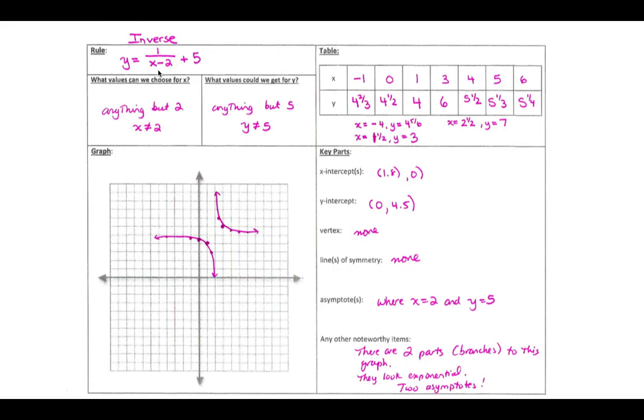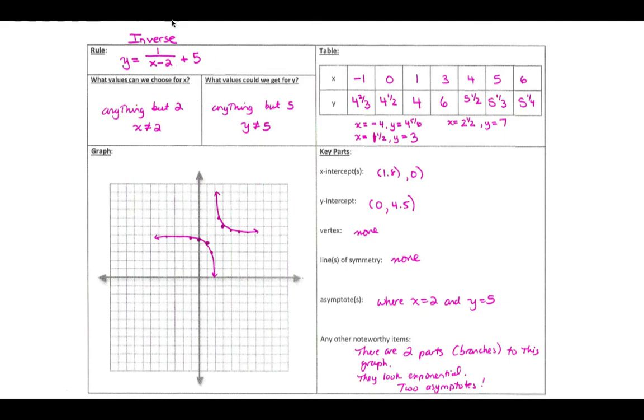So what's the only number that would make that denominator 0? That's 2. So I can choose any value for x I want, positive, negative, fraction, decimal. I just can't use 2. It's like having an allergy. This function is allergic to 2. It can do anything but.